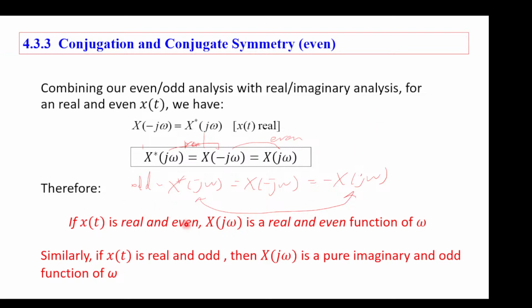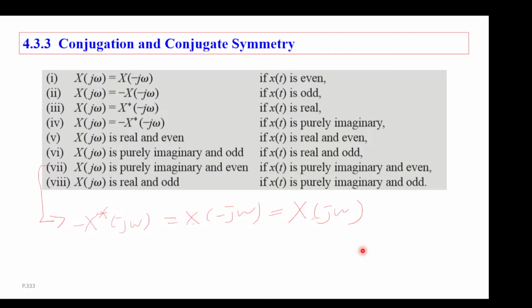Then we see that if x is real and even, then big X is real and even, and if x is real and odd, then big X will be imaginary and odd. I guess you can do the derivation, but we have a table here. The more important thing to remember is probably the first four. So let's remember the first four. The first two, I think, are easy to remember.